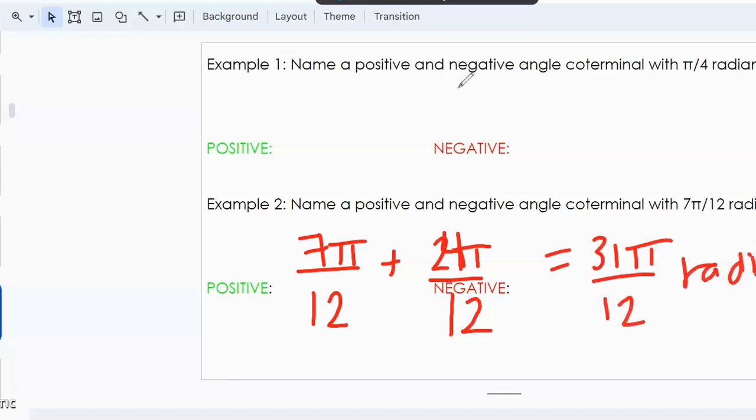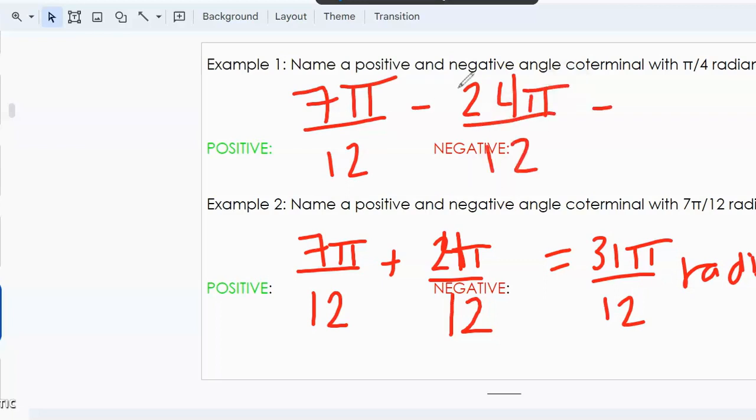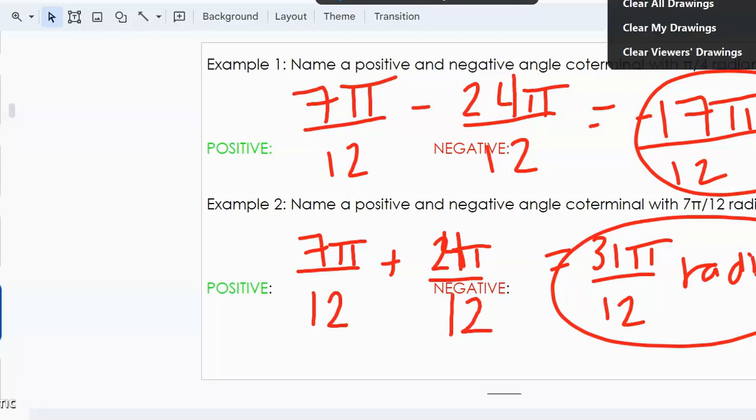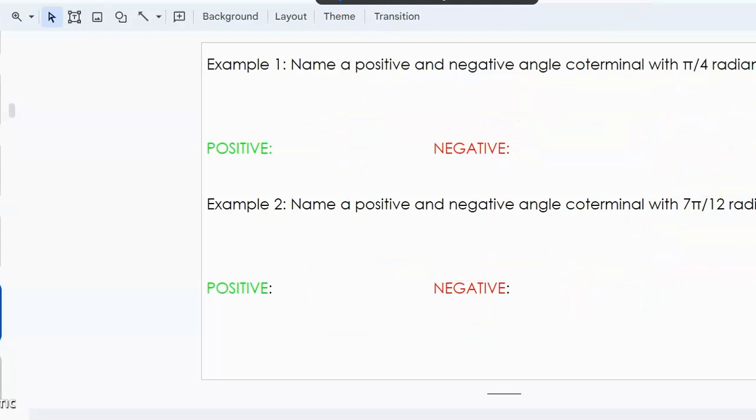And then again, we can go ahead and subtract. So I'm going to take 7 pi over 12, and then minus 24 pi over 12. And if I actually subtract those, that's going to give me negative 17 pi over 12 radians. Okay, so this top one is my negative coterminal, and this one here is my positive coterminal. Again, remember, if you say it's a positive coterminal angle, your angle better be positive.